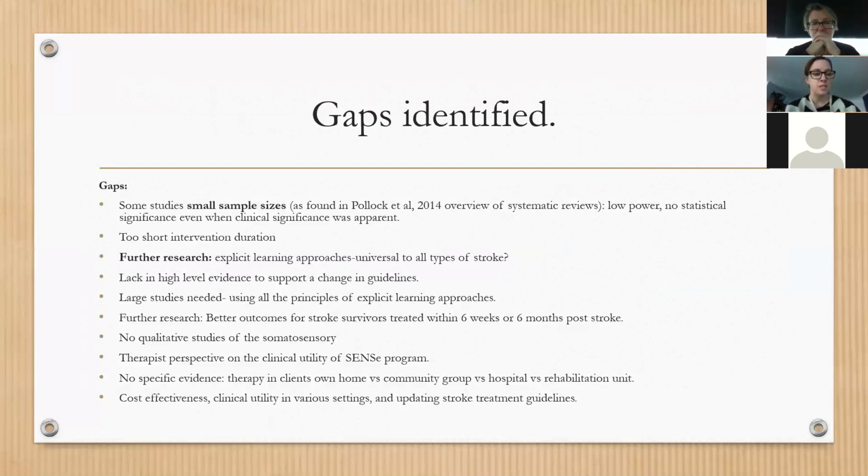There didn't seem to be any evidence of therapist perspective on the clinical utility of the SENSE program or similar training. No specific evidence comparing these types of interventions taking place in the client's own home versus, say, community group, hospital or rehab unit, and determining which produces better outcomes for stroke survivors. And considering the last point, research and discussions need to occur about cost effectiveness, clinical utility in various settings, and updating the stroke treatment guidelines to reflect this up-to-date evidence.